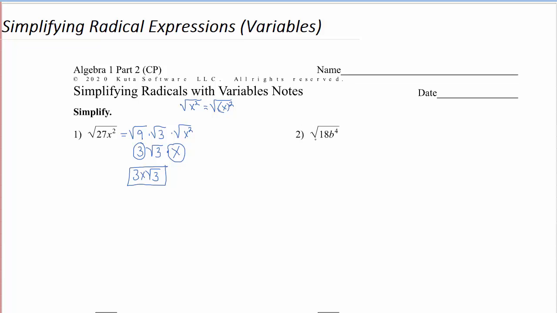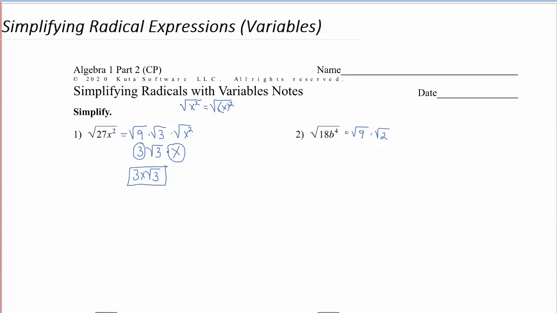Let's move on to another one. Number 2. We can break that apart, looking at 18, into the square root of 9 times the square root of 2. 9 being a perfect square. When you break these apart, remember, one of the two factors that you break it apart into must be a perfect square. And 9 is the largest perfect square factor that divides into 18.